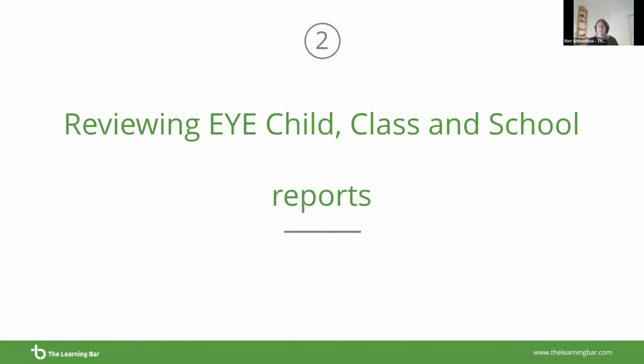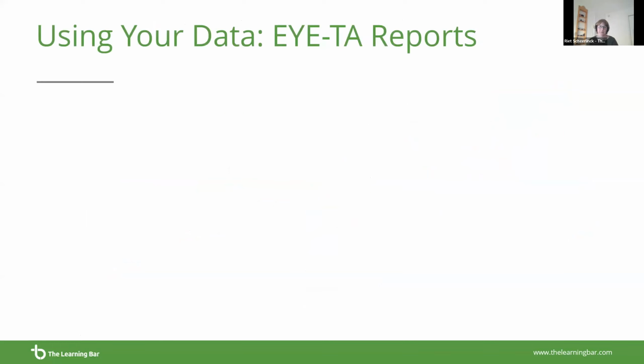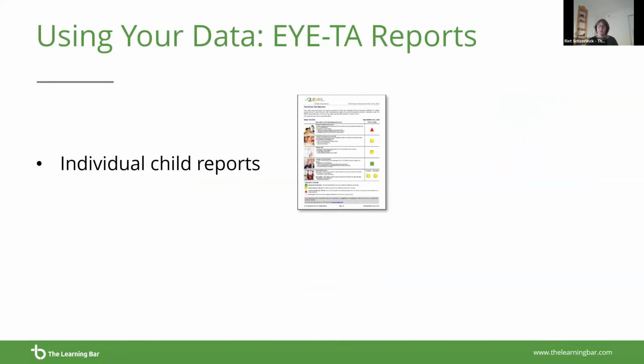Next, we will look at the different kinds of EYE reports that are available. So there are a number of different kinds of reports available as soon as the data is entered in the system. So we have the individual child report for sharing with families, teachers, and other members of your research team. This is the first page of the child reports on the slide. We also have class reports for teachers, showing the overall class results and those most vulnerable at a glance.